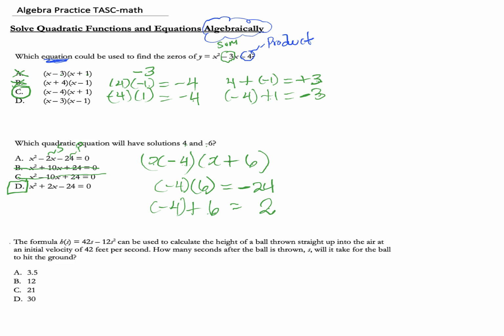Then when I have my equation, I'm going to find a product. Product means multiply. So I'm going to multiply negative 4 with the positive 6. That gives me negative 24. I was able to eliminate B and C. And then to find my answer, I just needed to find the sum of the two numbers, which is a positive 2.